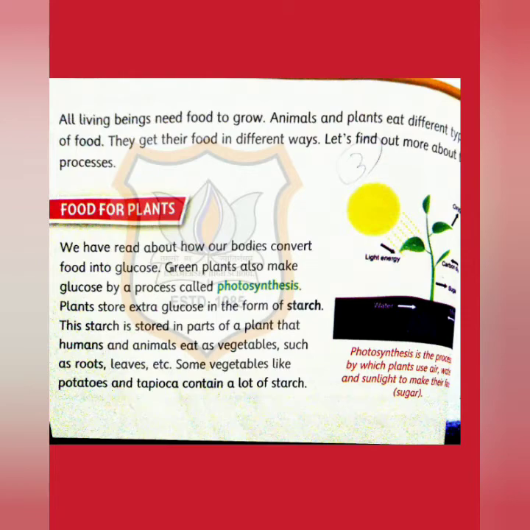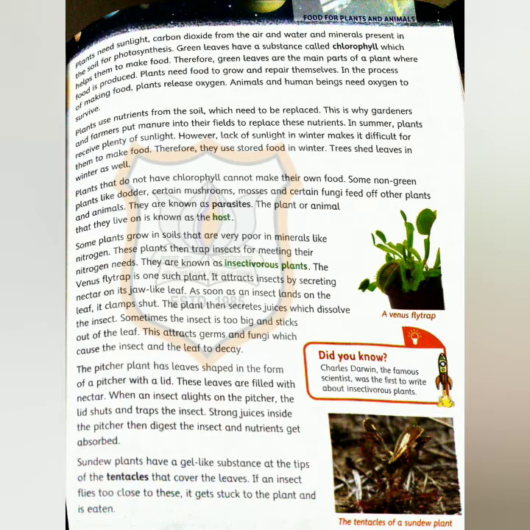Plants need sunlight, carbon dioxide from the air, water, and minerals present in the soil for photosynthesis. Green leaves have a substance called chlorophyll, which helps them make food. Therefore green leaves are the main parts of the plant where food is produced.